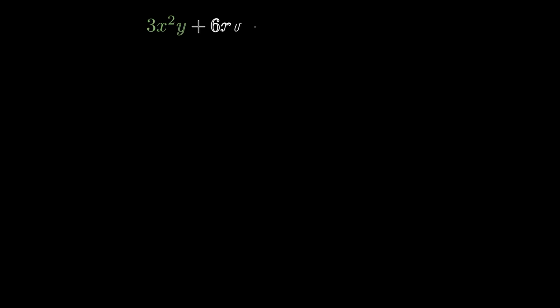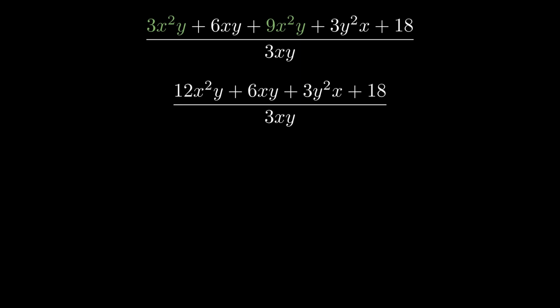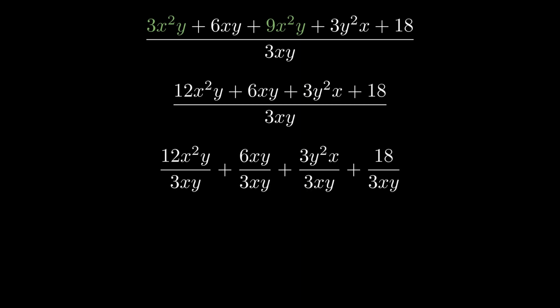Now, for the last problem, we have this expression, and we'll simplify as much as possible. First, we'll simplify the numerator by clubbing the terms with the same variables. So the sum of these two terms will become 12x squared y, and the rest of the terms will remain as they were. Now, using the distributive property, we obtain this expression. Next, we'll cancel out all the terms common to numerator and denominator. We'll get 4x plus 2 plus y plus 6 by x, y as our final expression.